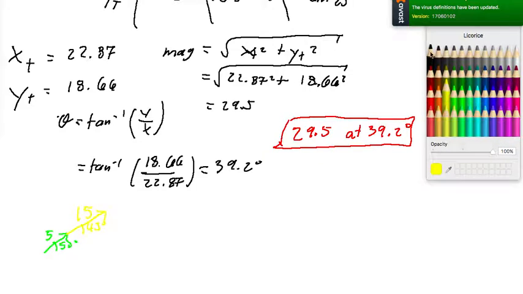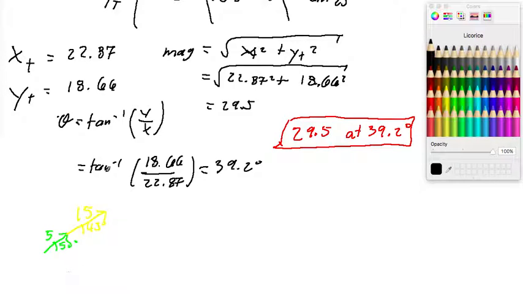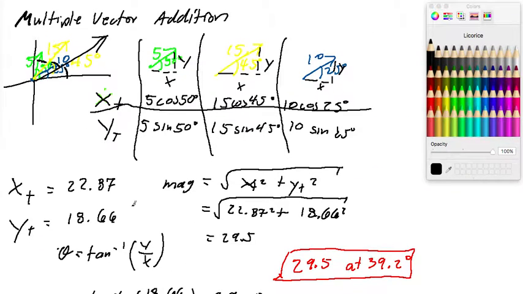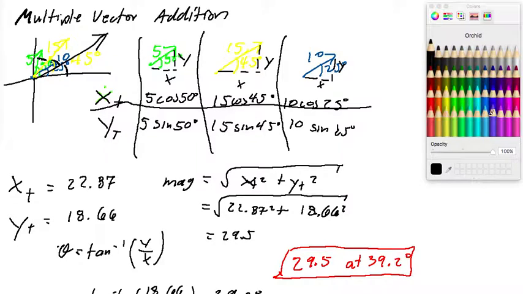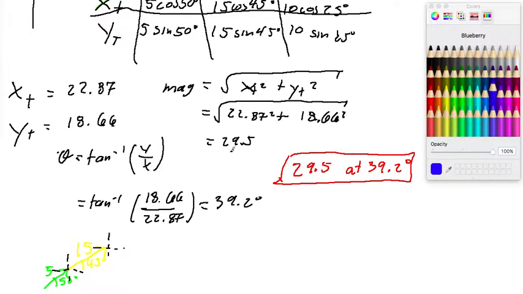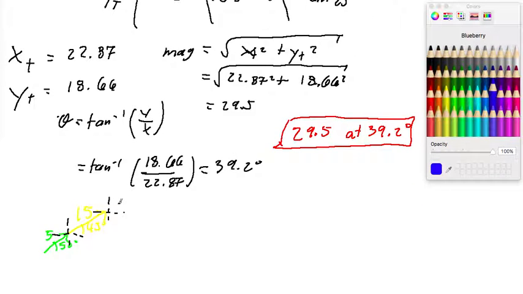Remember that I said earlier that you can imagine that there's a new xy every time. That will make it a lot easier for your calculations. And now our last vector, 10 at 25 degrees.